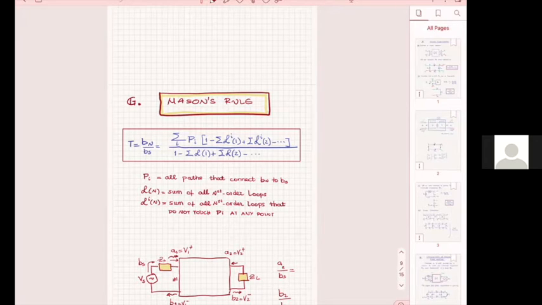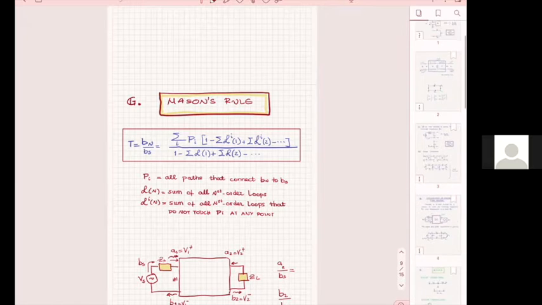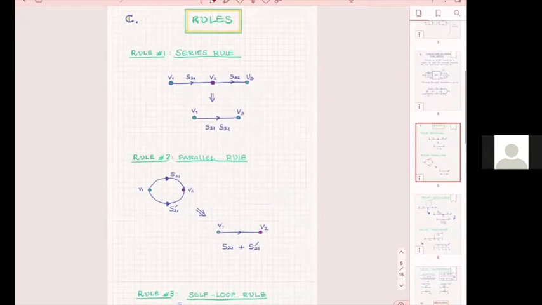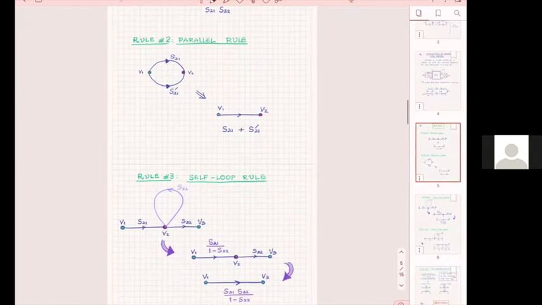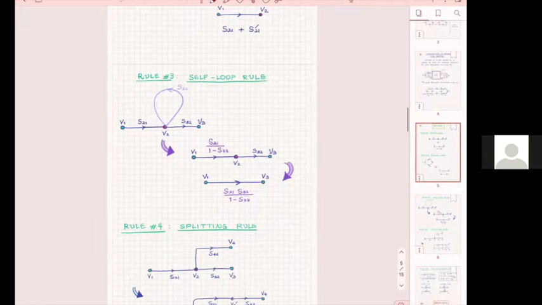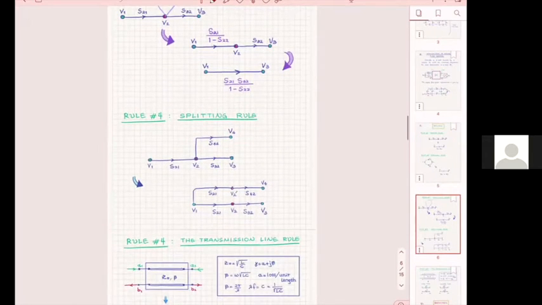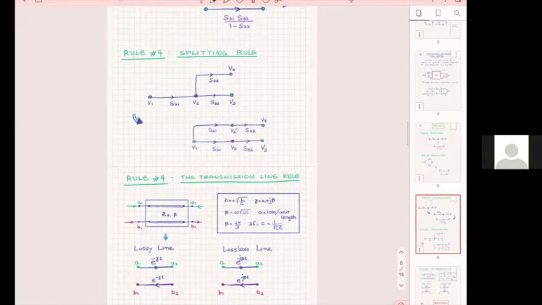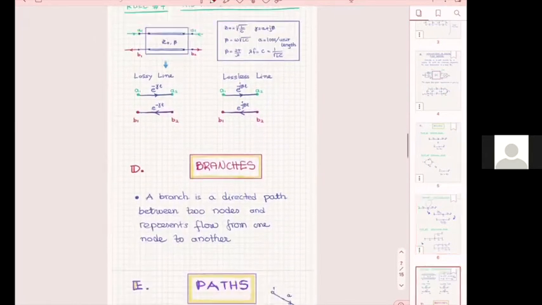The rules that we, in fact, talked about, which is like a series rule. What do you do if you have three nodes and the middle node does not have any other line connected to it, that you have this combination? What do you do with a parallel rule? All of these are interesting. However, and then the transmission line rule, all of this is interesting.